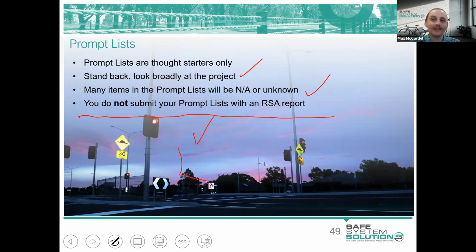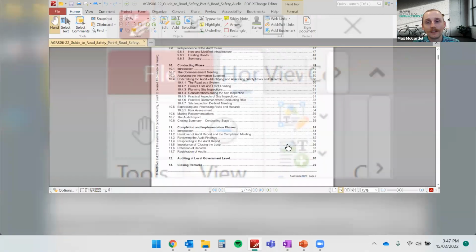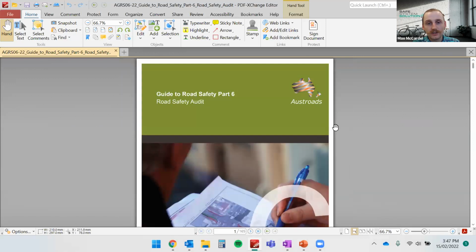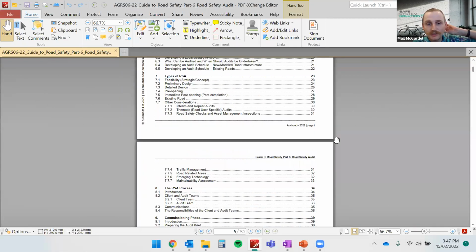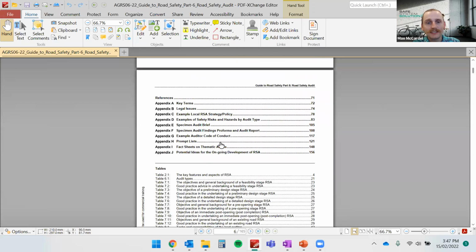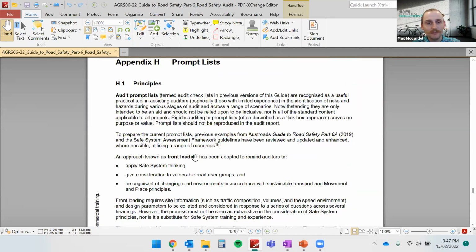risk as well. I will just show, while I've got it up, where we keep the prompt list. So this is the Austroads Part 6 Road Safety Audit Guide. I'm sure many of you would have seen it before. And if we just hop down into our table of contents for Appendix H, it is fairly well hidden at the back of the document. So that's perhaps why the previous rendition of the checklist wasn't used all that frequently.